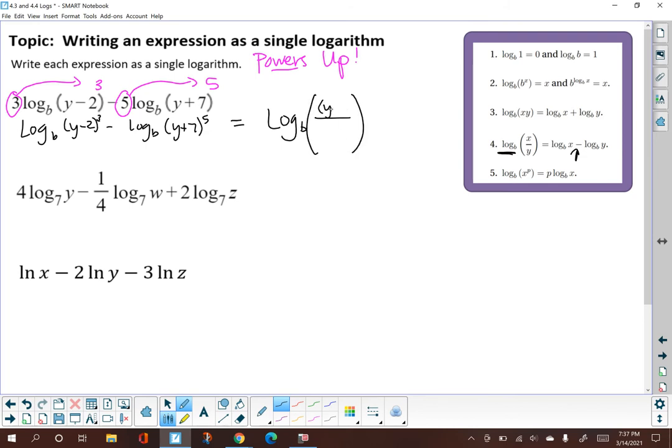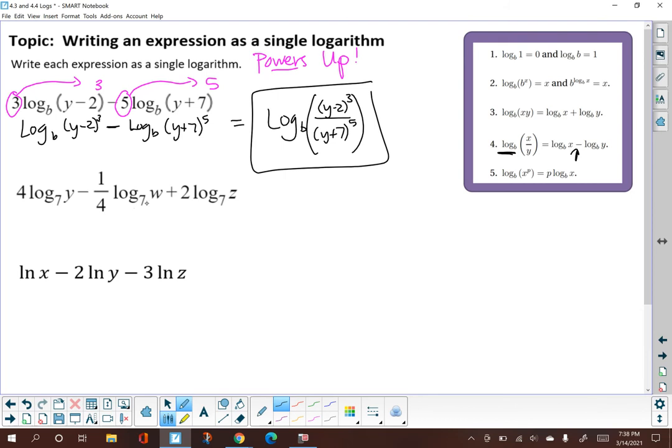The y minus 2 to the third goes on top, and this log that we're subtracting, that argument goes to the bottom. Y plus 7 to the fifth. And that would be your final answer. We've written it as a single logarithm.